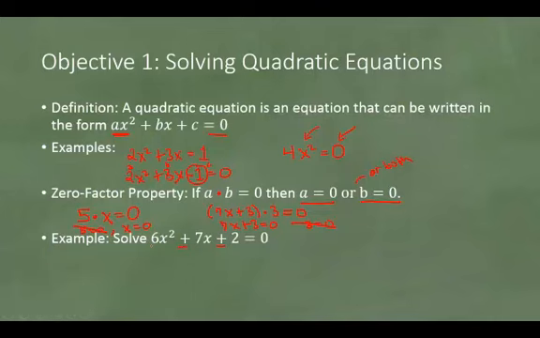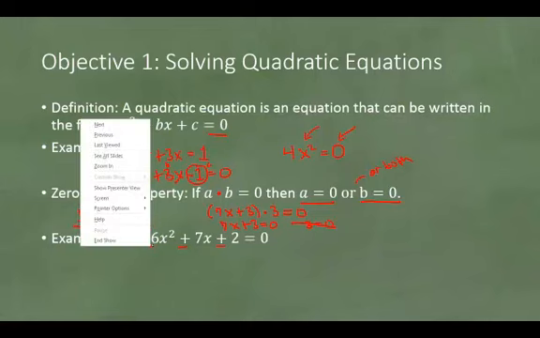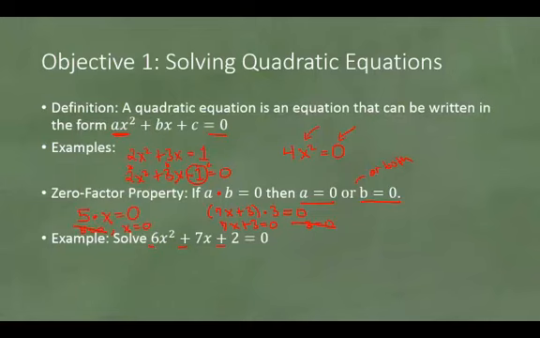This is a quadratic equation where the leading coefficient is not 1, so we have to use the guess and check method. Let's check the factors of 6. The factors of 6 are 1 and 6 and 2 and 3. Those are all the ways we can multiply two numbers to get 6.